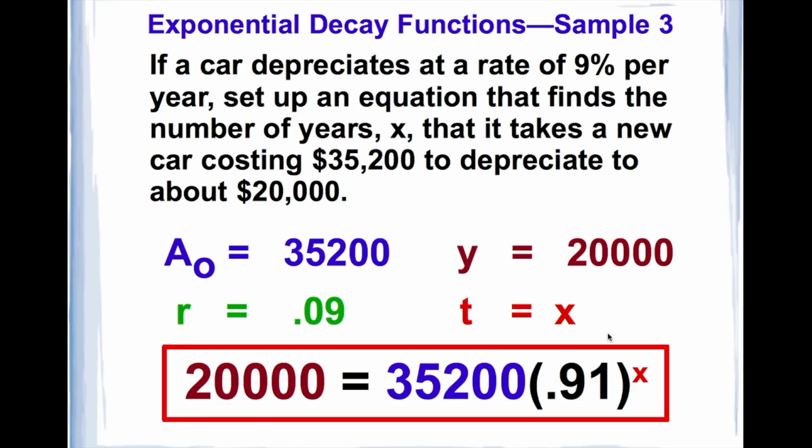So this is decay. Our brand new car was worth $35,200. Then at the end of this period, it's worth $20,000. The rate of decay was 9%, which as a decimal is 0.09. I went ahead and subtracted here. 1 minus 0.09 gives me 0.91 as my decay factor. And of course, my time period is unknown, so I put in an X. It told me to use X, so I'm following directions, not putting a T there.